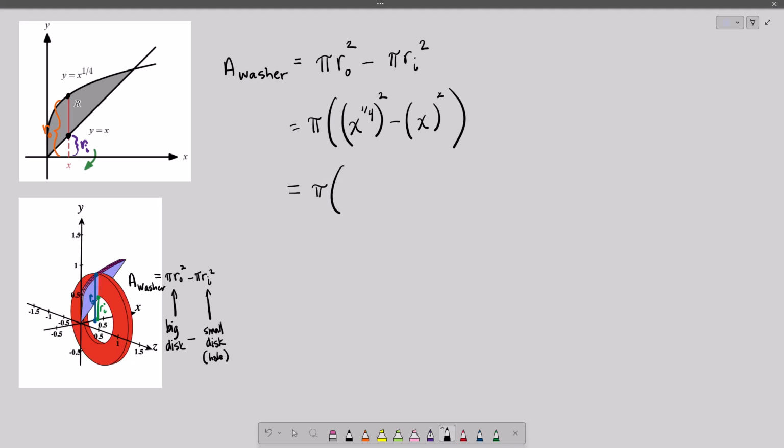Power to power. Back to algebra, we multiply when we have power to power, so that's going to be x to the 2/4, which is x to the half, minus x to the 2. So there's our area. That is the area of the washer, and then we integrate area to get volume. So we are just going to integrate that.